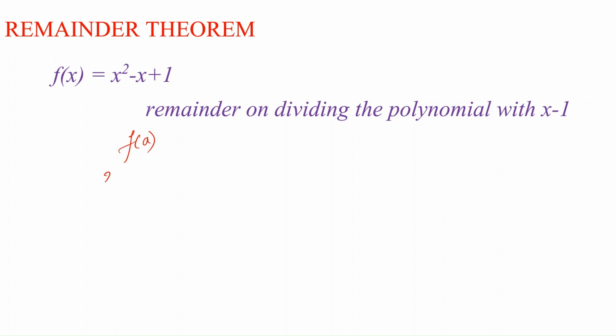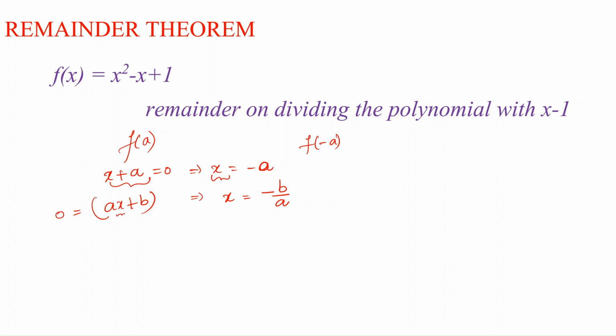When the divisor is x plus a, equate this to 0 to obtain the value of x, which is nothing but minus a. So when we have this x plus a, we have to find f of minus a. Or if it is like ax plus b is the divisor, in that case, we have to substitute x with minus b by a. How are we getting this minus b by a? Just do this equation equal to 0 and try to obtain value of x.